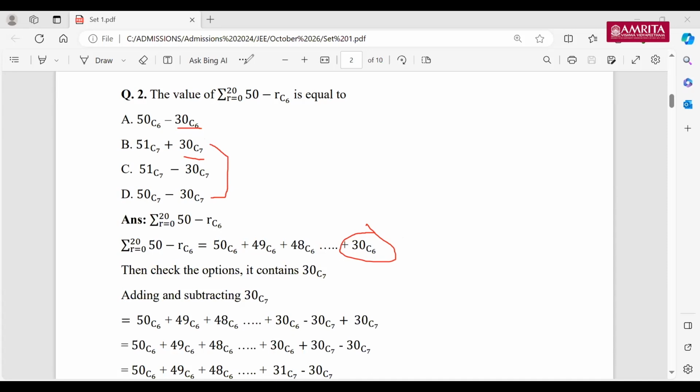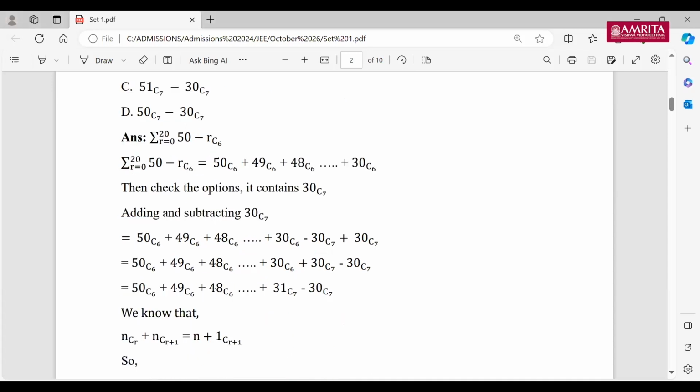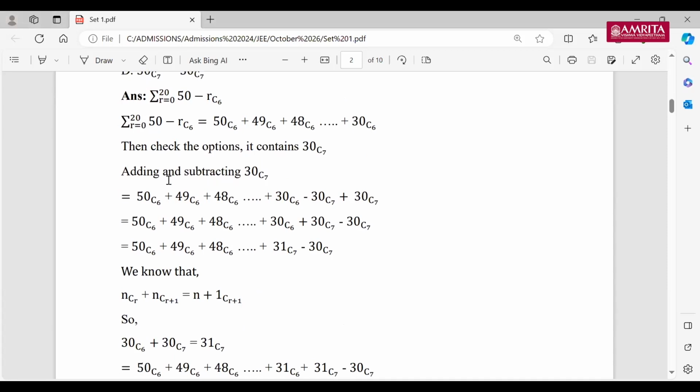Here we just need to understand that we have to add and subtract the same term, which we do most of the times when we solve problems. So you just need to add and subtract one term, 30C7, to whatever is given. I have an expansion here: 50C6 plus 49C6 plus 48C6 and so on up to 30C6. I'm just going to subtract and add a 30C7 here. So it remains the same. Now I'm thinking whether I'll be able to arrange the terms and get 31C7, which is already there in the options.